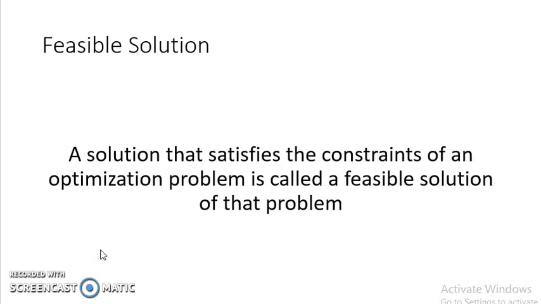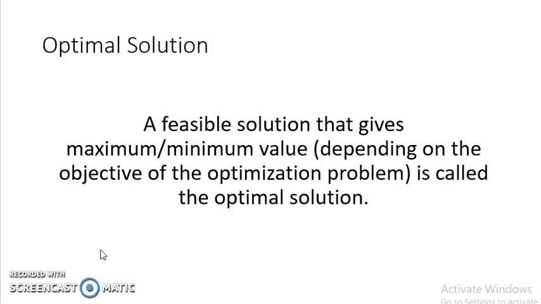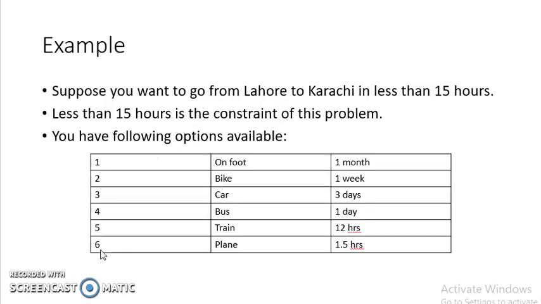A feasible solution is a solution that satisfies the constraints of a given problem. There can be many feasible solutions. After the feasible solution, we have the optimal solution. So out of all the feasible solutions, the one that gives the maximum or the minimum value, depending upon the objective of the optimization problem, is the optimal solution. Let's see what optimal and feasible solutions are through an example.